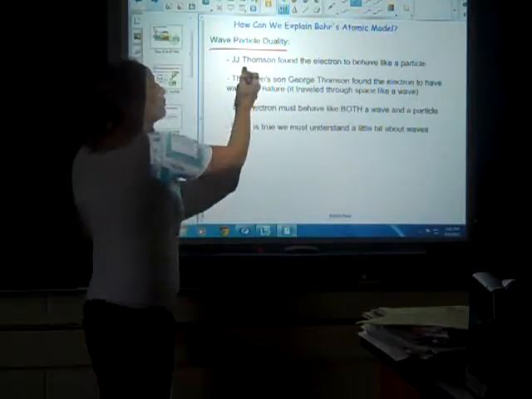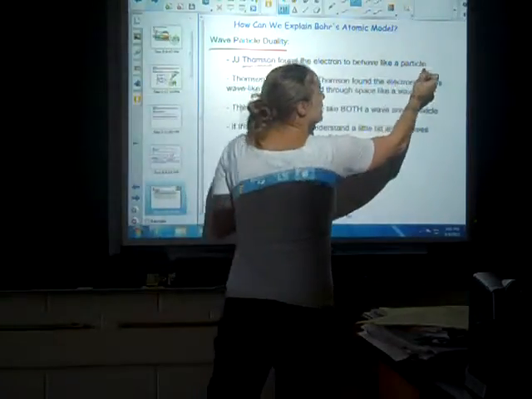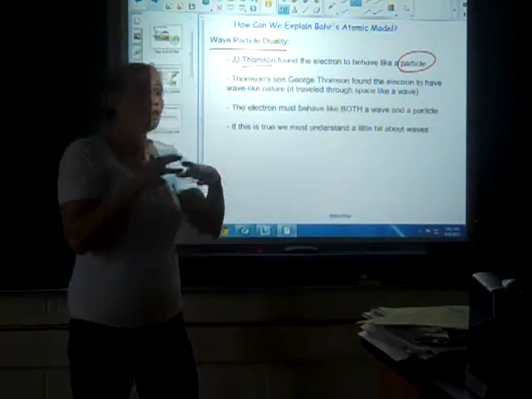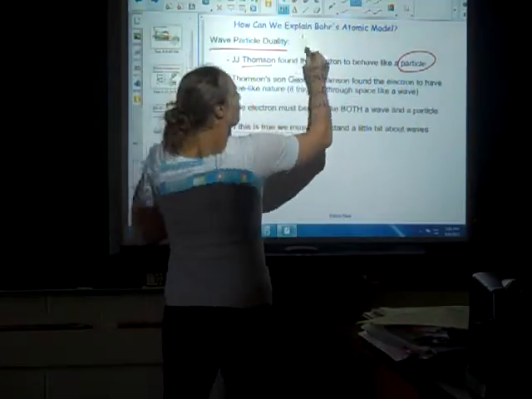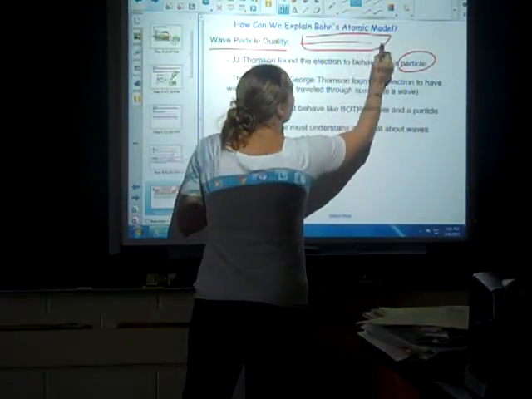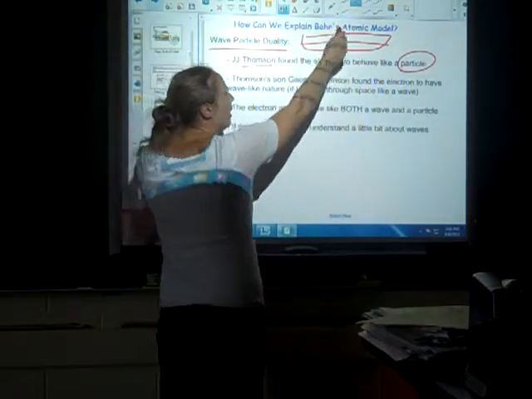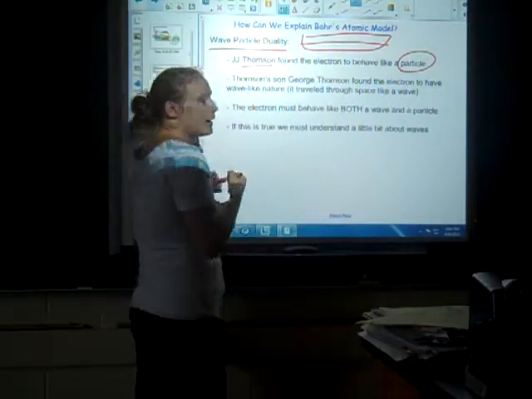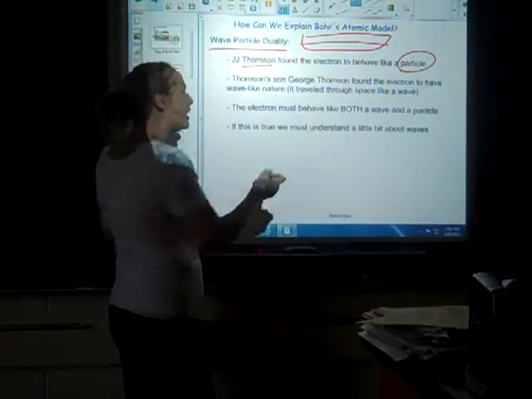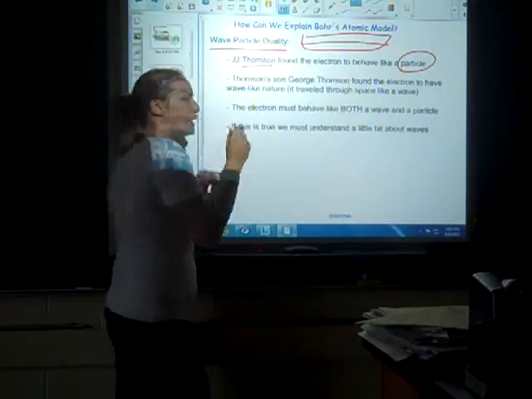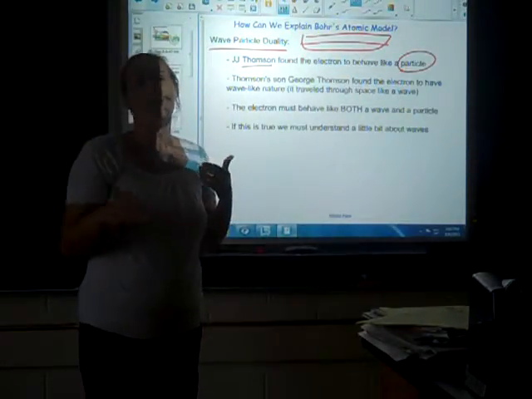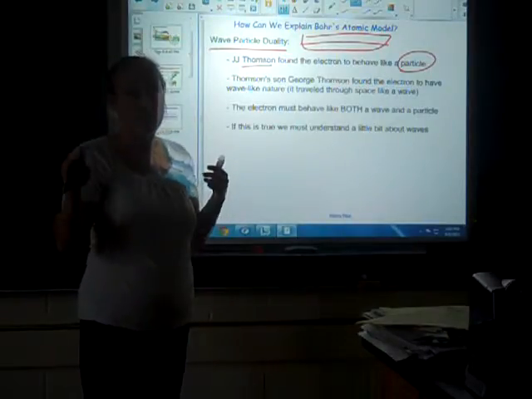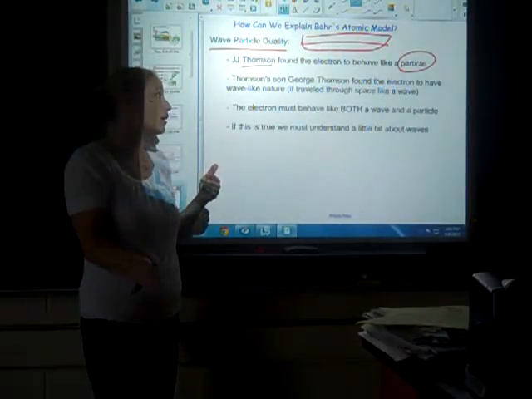Now we already know from Thomson that the electron is going to behave like a particle, okay? Looking at that cathode ray tube experiment, he saw that ray come out of the cathode, glowed for us. He saw it bend towards the positive magnet, showing that it had a negative charge. He could put a little wheel in between and it would move it. So that let him know that there were particles hitting the wheel, right? An electron is a subatomic particle, so it does have properties of a particle.